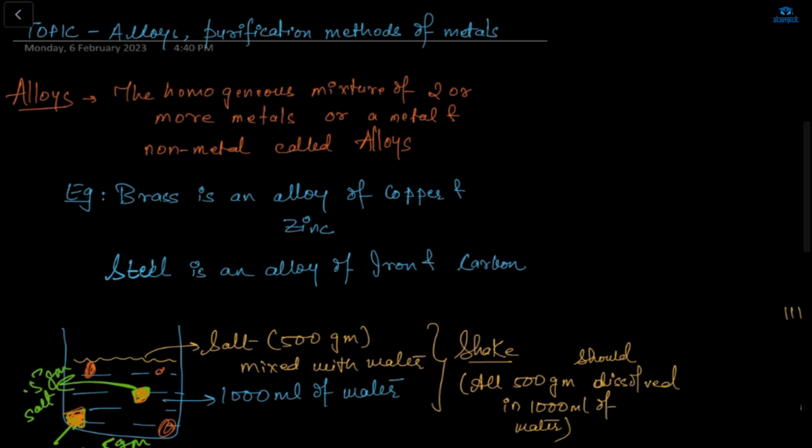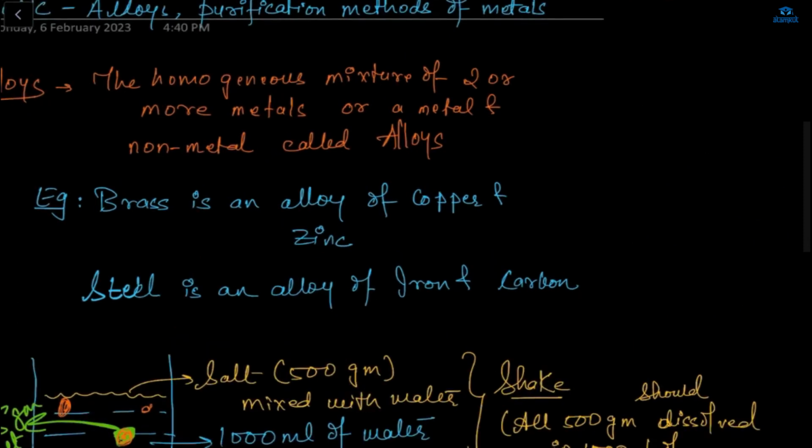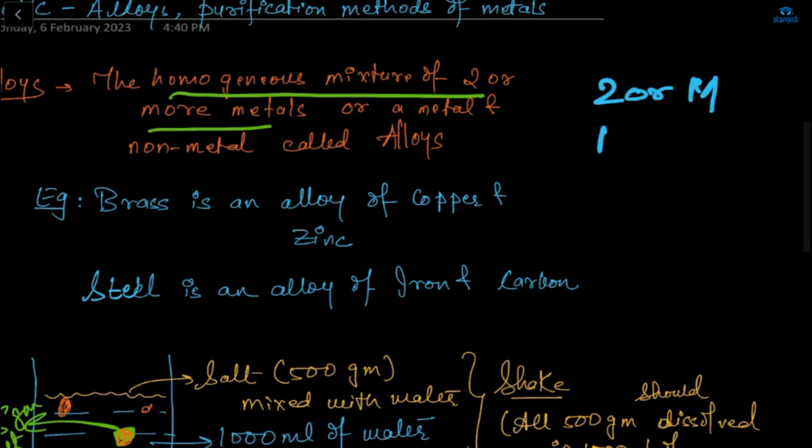So, first, we will be discussing alloy. What are alloys? Here it's written: the homogeneous mixture of two or more metals or a metal and a non-metal. So what is homogeneous? Alloy is what? It is a homogeneous mixture of two or more metals or one metal and another one a non-metal.